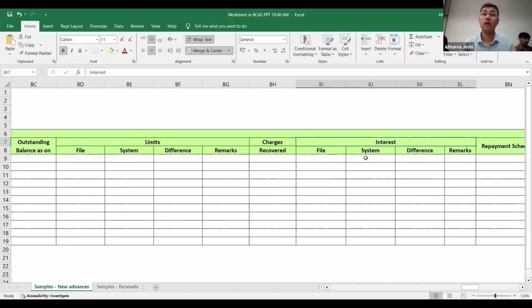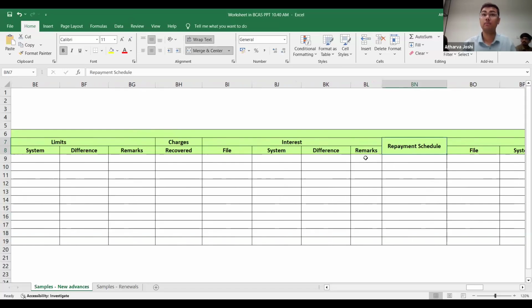Now we shall compare the interest rates which are appearing in the sanctioned terms. We should check it with what has been entered into the system, whether there is any deviation. And if there is a deviation, we shall again take a remark from our branch management.